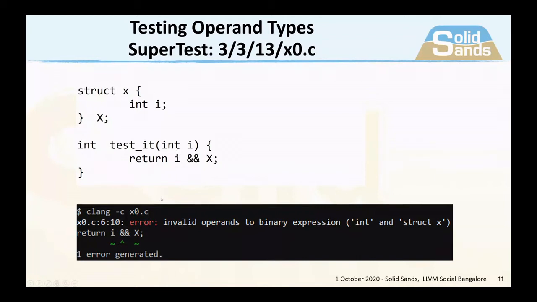And then we validate whether the compiler indeed produces an error, which in this case, with Clang, is the case. So it says there's an invalid operand to the binary expression. And then again, we validate whether the constraint is correctly implemented by the compiler.